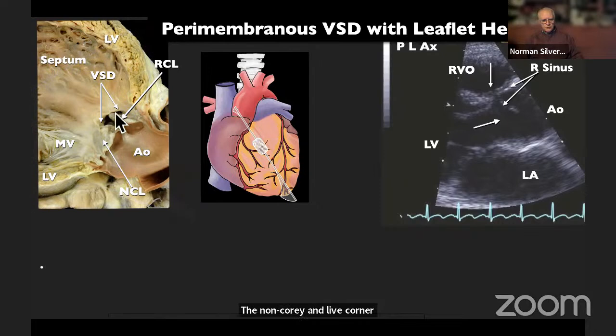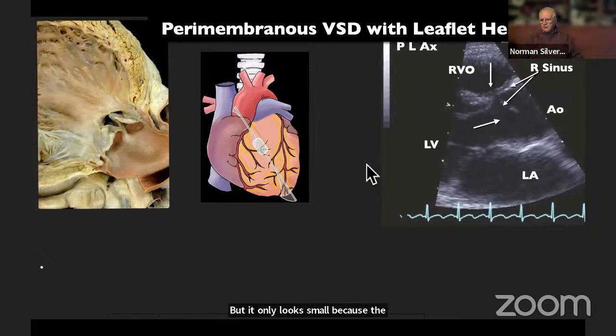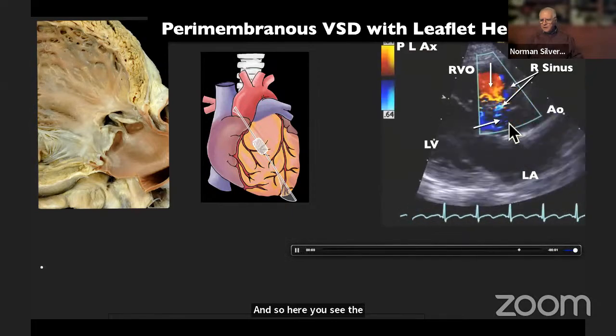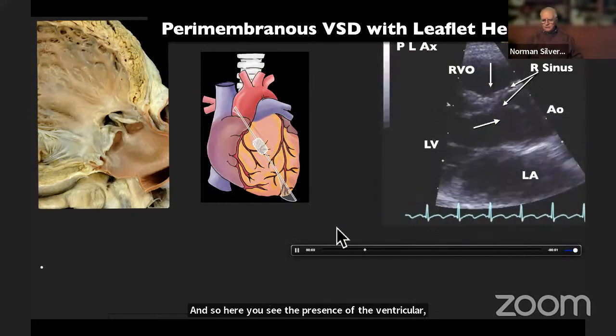And you see this acute angle here, which is also seen on the echo here. This angle is not smooth like a ball, or what I like to call a baby's bottom, a nice smoothness, but has a sharp focus on it. And here's the ventricular septal defect, which looks small, but it only looks small because the defect has herniated into the cusp over here. And so here you see the presence of the ventricular septal defect and a little bit of aortic insufficiency.